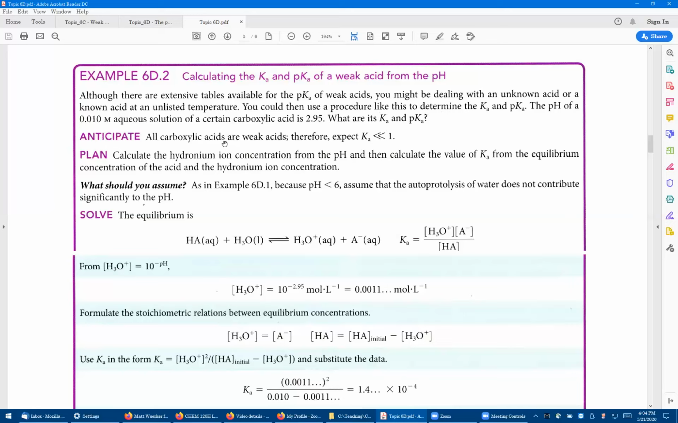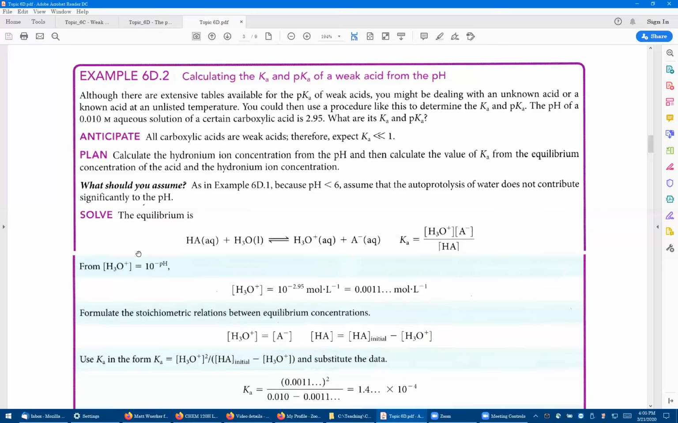We already saw for acetic acid, for example, it's about 10 to the minus 5, so that's 10,000 times smaller than 1. Now, the plan then, of course, is to use the equilibrium approach, the ICE table, to determine what the hydronium ion concentration is from the pH, and then calculate backwards to find the Ka that must give it.